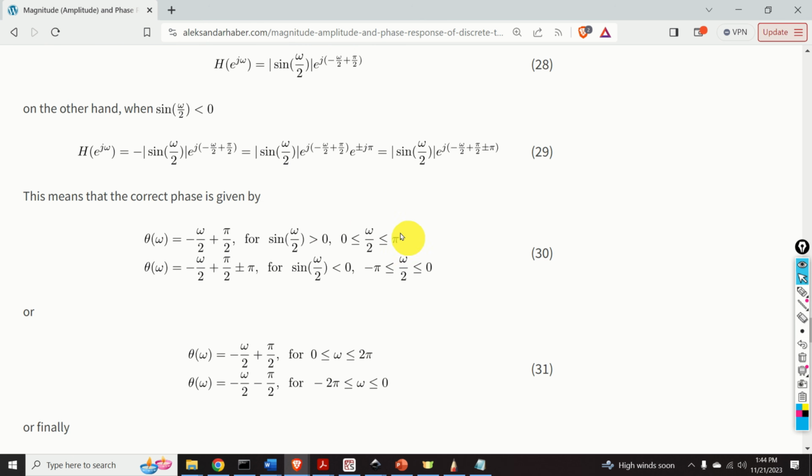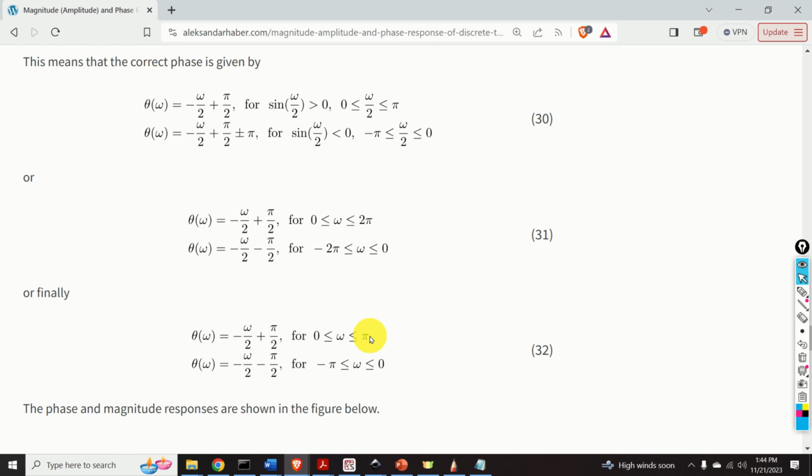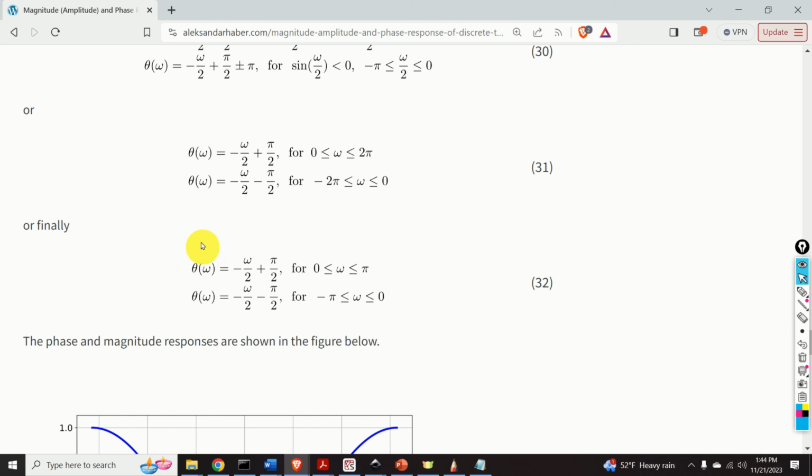For omega over 2 in this interval, I will have the phase that looks like this, and for omega over 2 in this interval, I will have the phase that looks like this. If I simply transform these two intervals, I will obtain this expression, or finally, I will obtain this expression. This is because we are not considering omega values that are larger than pi and that are smaller than minus pi, and this is the correct phase.